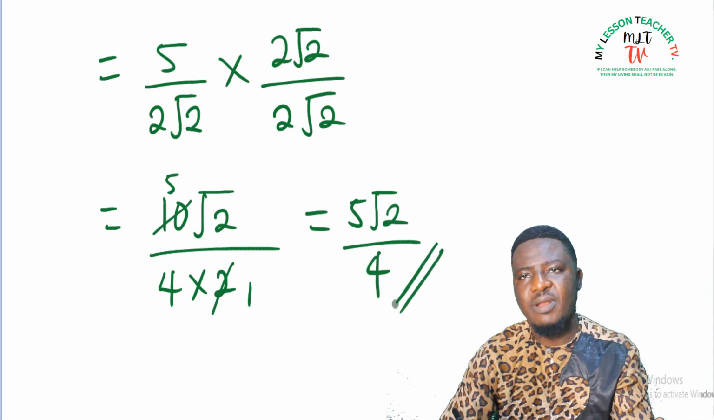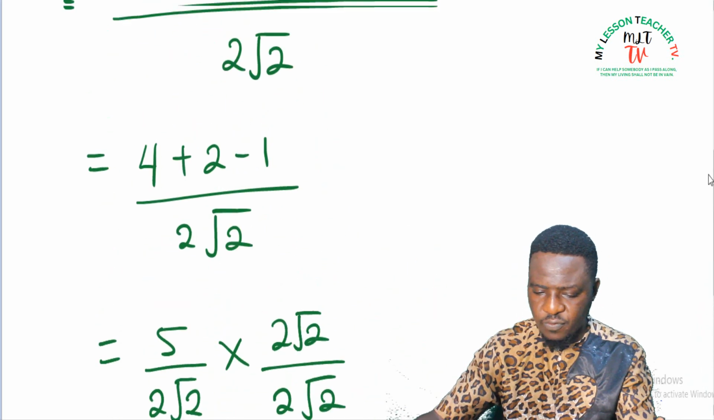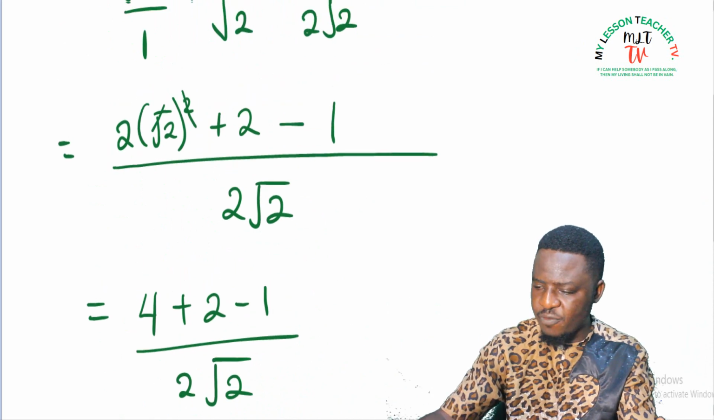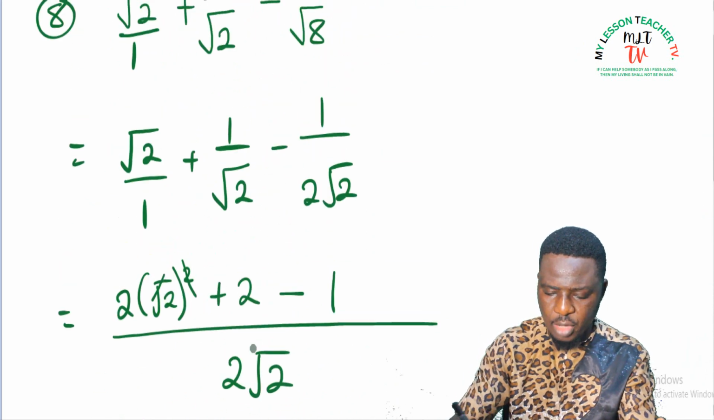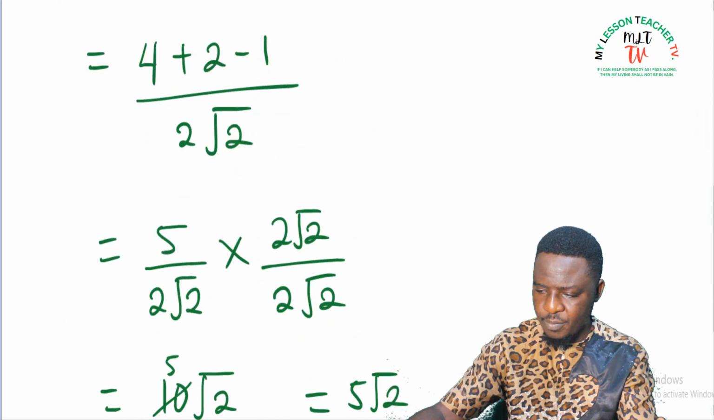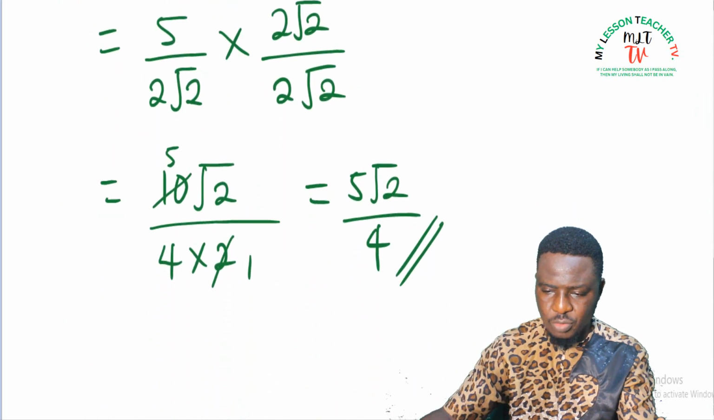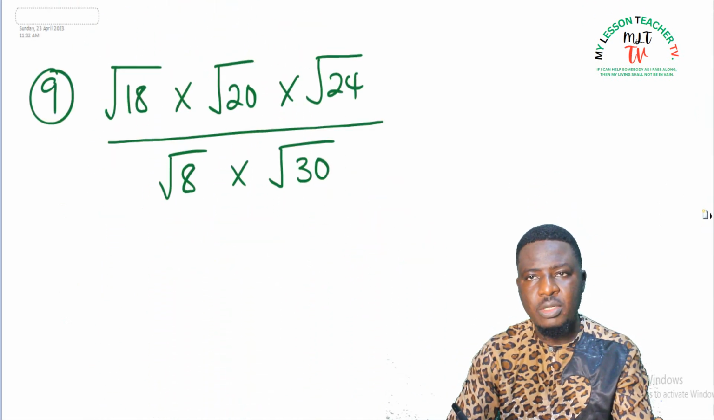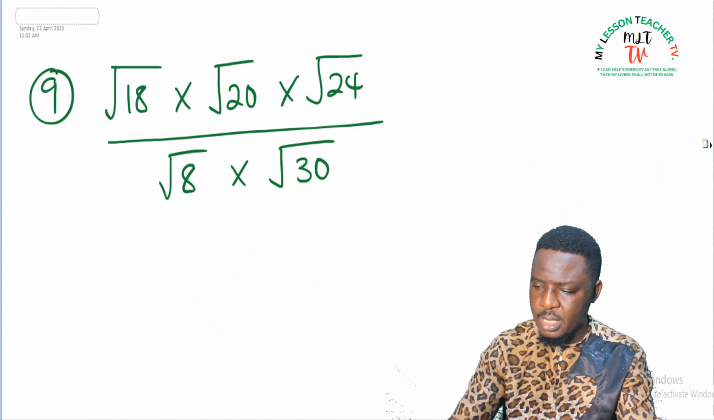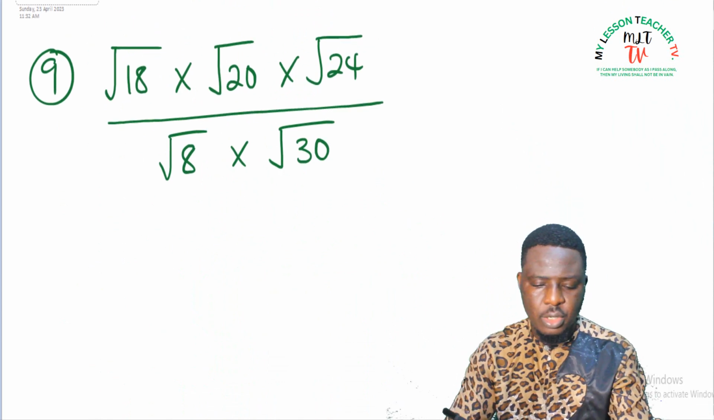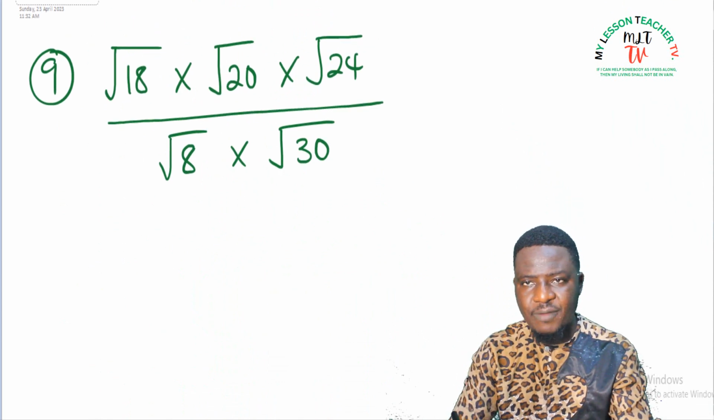So this is how to simplify. What I did was to first of all sum up the fractions by looking for the LCM, and thereafter I rationalized the denominator. Question number 9. Now the higher you go, the tougher it becomes. We are asked to simplify this.